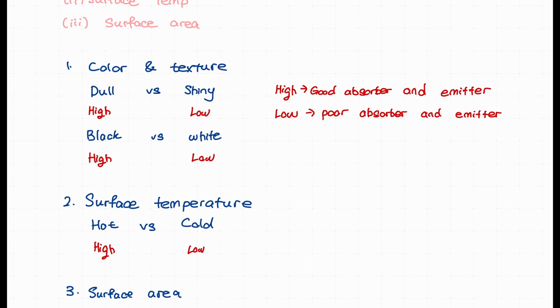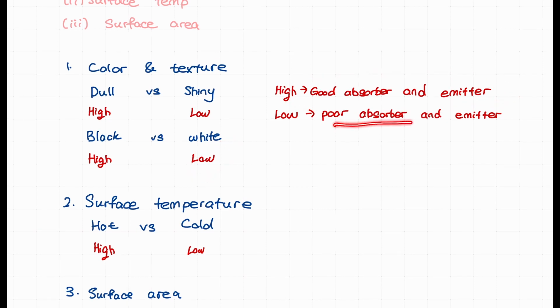For color, normally we have black and white. Black has a high rate of transfer, which means it's a good absorber and emitter of thermal radiation, while white is a poor absorber and emitter of thermal radiation. Dull is a good absorber and emitter of thermal radiation, while shiny has a low rate.